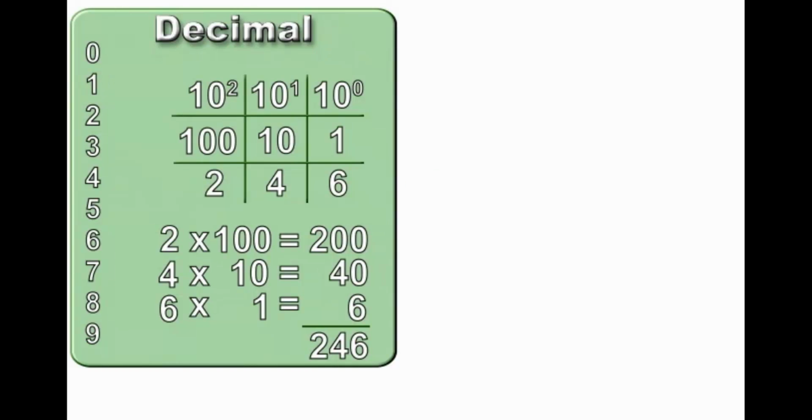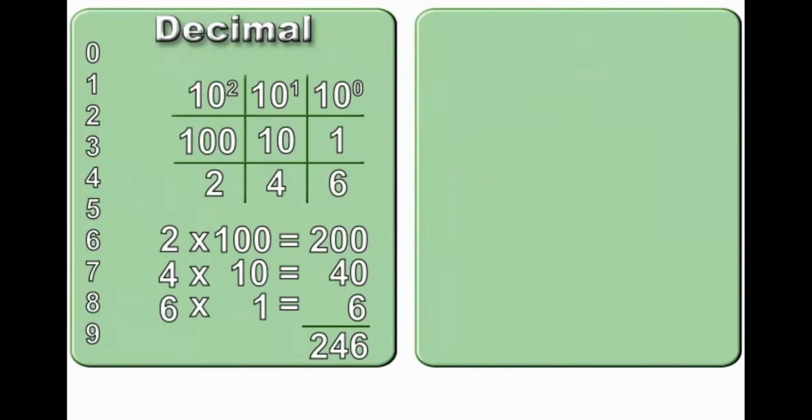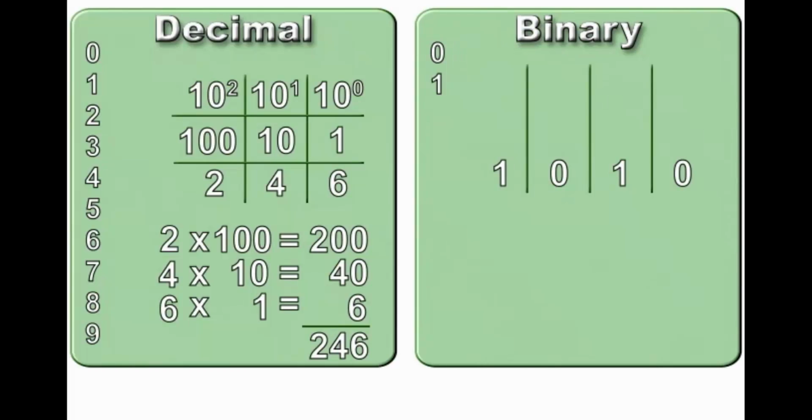So now, let's apply these same principles to the binary numbering system. The binary system is called base 2 because it is based on multiples of the powers of the number 2, and there are only 2 digits in that numeric system, 0 and 1. This is a representation of a binary number, 1010. And again, it's being organized into columns. This time, the columns are represented by the powers of 2.